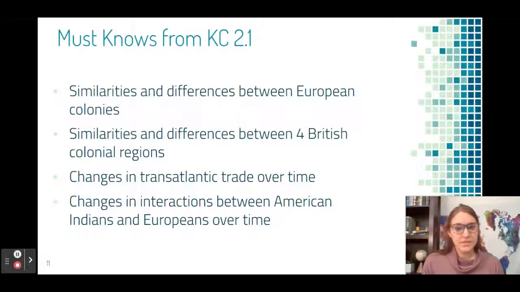You have to know the similarities and differences between European colonies. So how did the Dutch, British, French, and Spanish differ, and how are they similar? What are the similarities and differences between the 4 British colonial regions? So New England, Chesapeake, the Middle, and the Southern colonies. What were the changes in transatlantic trade over time, and what were the changes in the interactions between American Indians and Europeans over time?